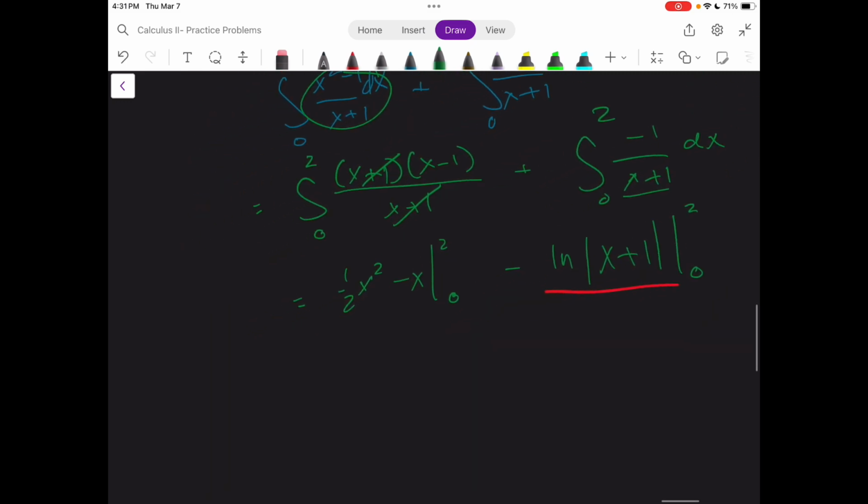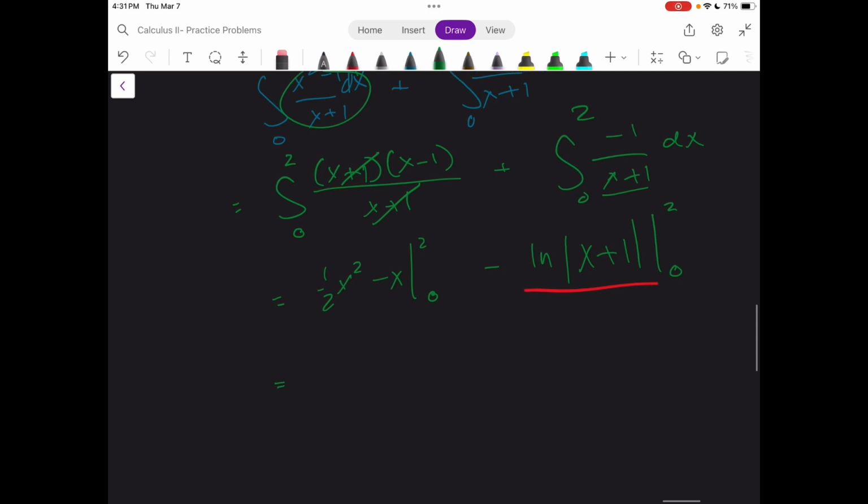So let's plug in 2. 1/2 times 2 squared is just 2, minus 2. Well, that works out good. And then we're going to 0 minus 0. So all of this is just 0.